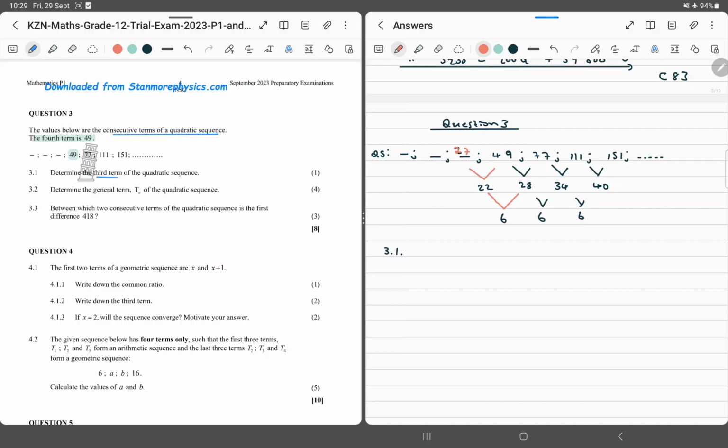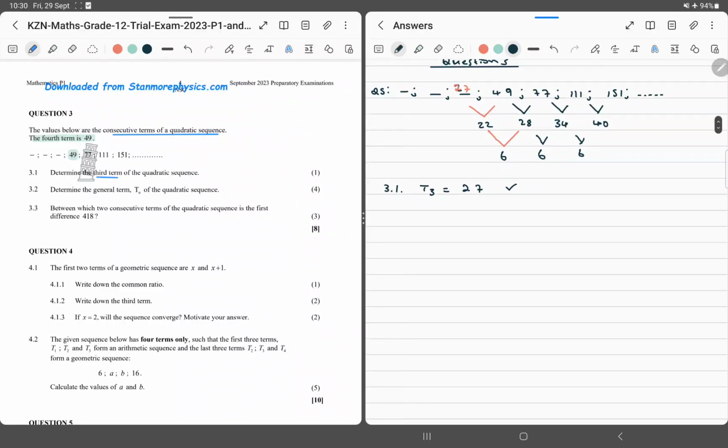So these are easy questions, but you need to be very careful. So we can just simply say T3 is equal to 27. Again, how many marks were we getting here? 1 mark. Can you see? They want to see how we got it. It's there in front of them. No need for trouble there.